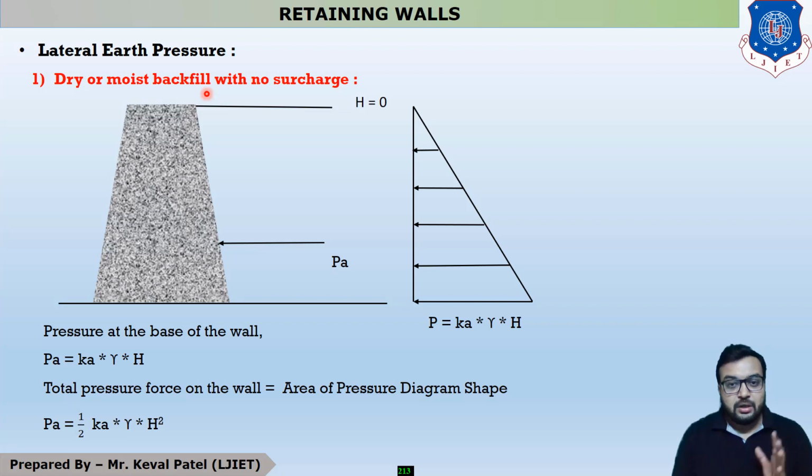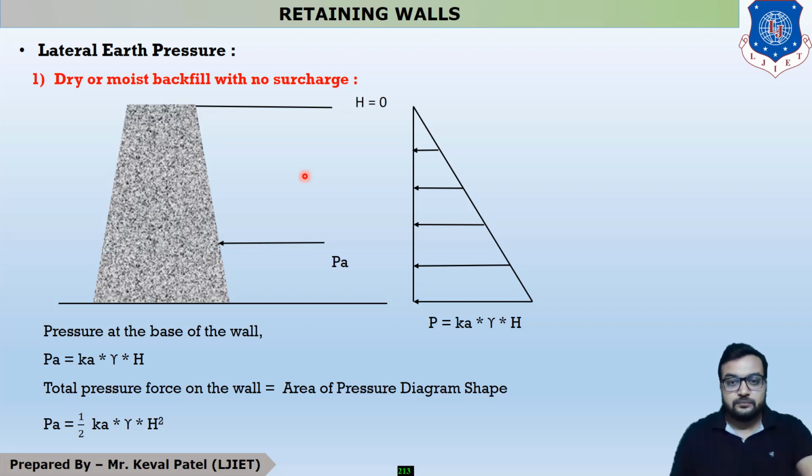Dry soil means your soil has no water content, only soil components are there. The soil is on this side, and this is your retaining wall. The soil component acts on the retaining wall and tries to move the retaining wall away. Whenever the soil tries to move the wall away, it is called active earth pressure.